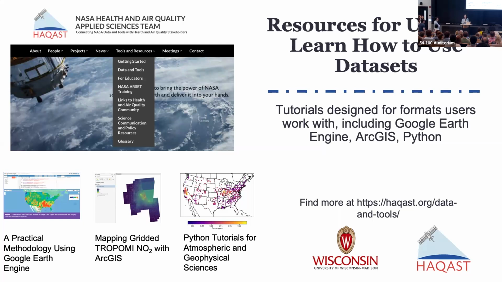Another is taking gridded TROPOMI NO2 data, which is available from a few sources, including Dan Goldberg, and pulling that into a GIS framework, since we found GIS is preferred, especially for a lot of health analysis.